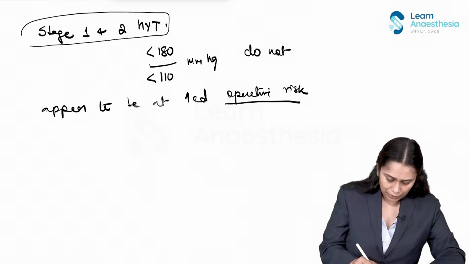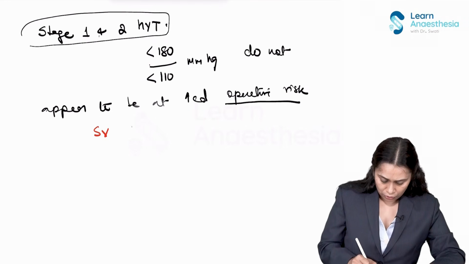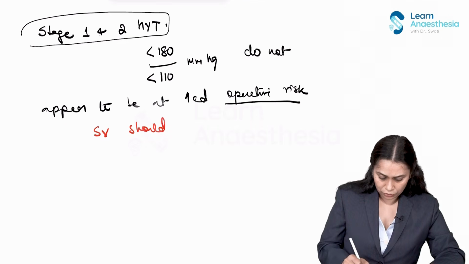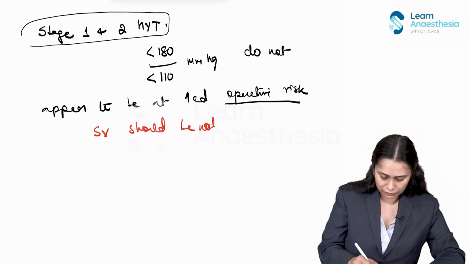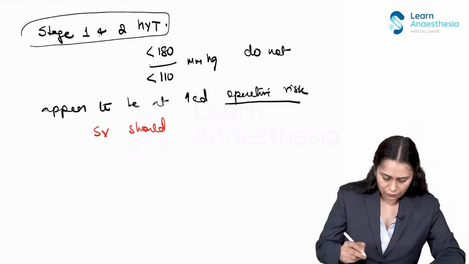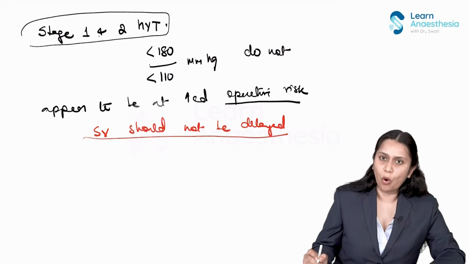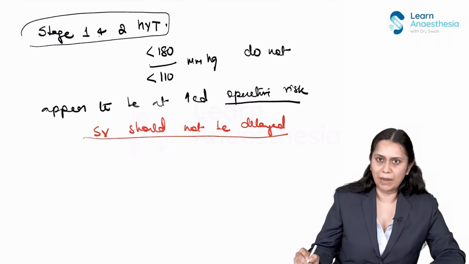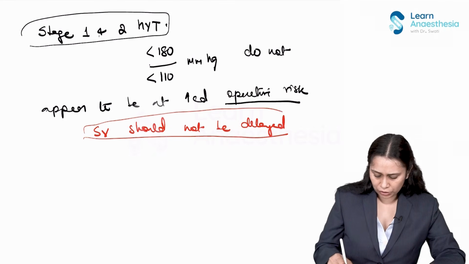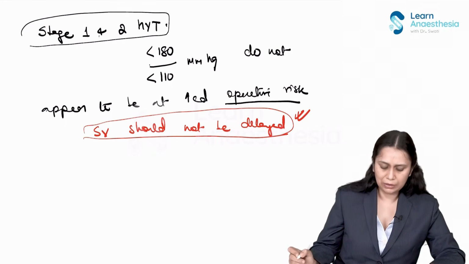So in them, surgery should not be delayed just on the ground of hypertension. We just need to practice caution in intraoperative blood pressure monitoring and management. So we just need caution, but surgery should not be delayed.